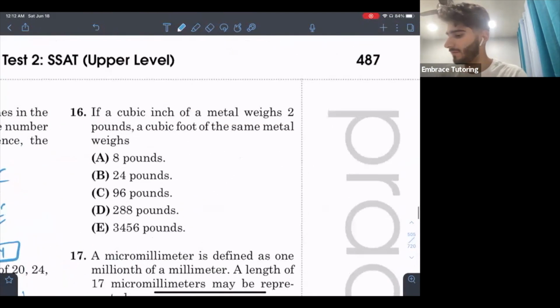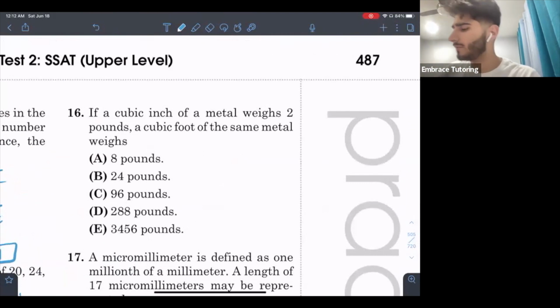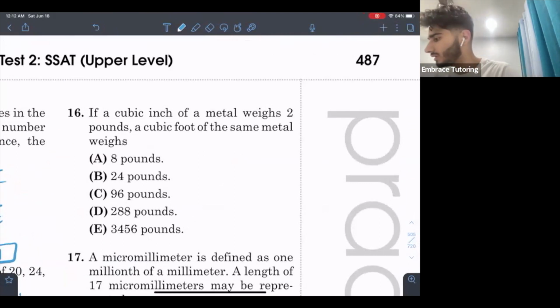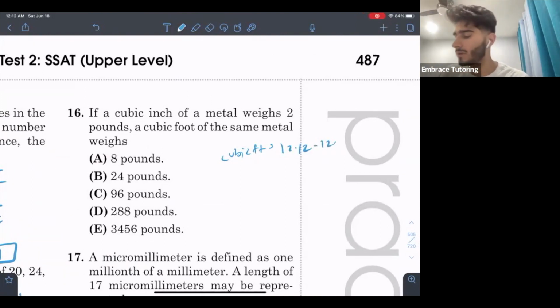Question 16. If a cubic inch of a metal weighs 2 pounds, a cubic foot of the same metal weighs how much? So you know a cubic foot is 12 inches times 12 inches times 12 inches, which gives you, if you do the math properly, 1,728 cubic inches.